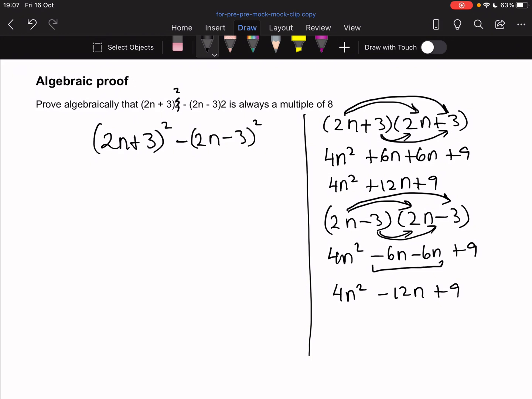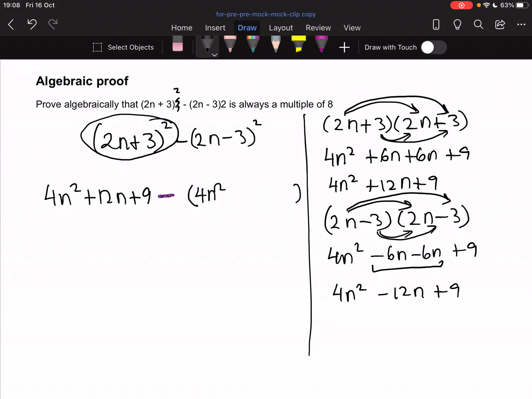So let's put them back in. Instead of this factorized thingy, I'm going to say 4n squared plus 12n plus 9. Now this minus here is very important, so I'm going to do it with the unicorn pen. And I'm going to put my second expression in a bracket still, even though I've expanded it. So the second one is 4n squared, that doesn't look like a squared, I'm going to correct that, minus 12n plus 9.